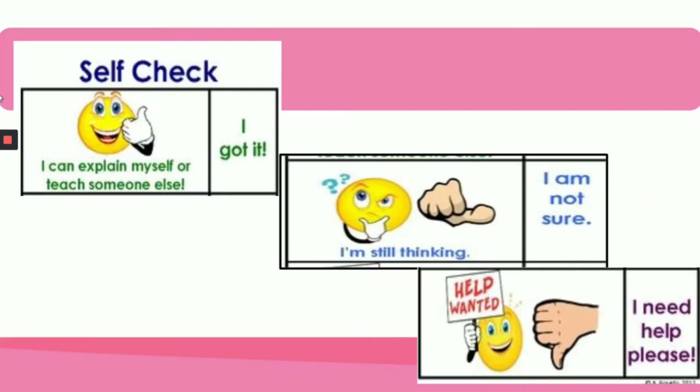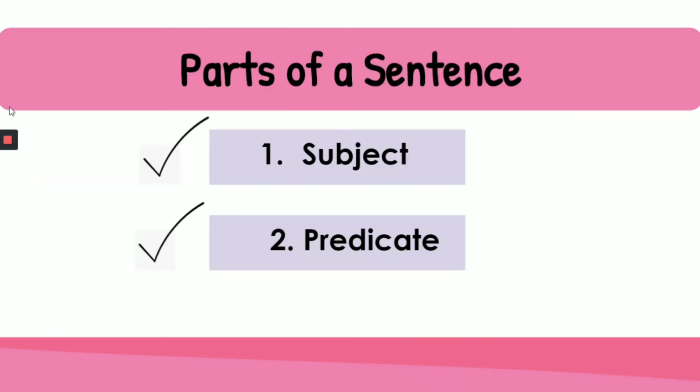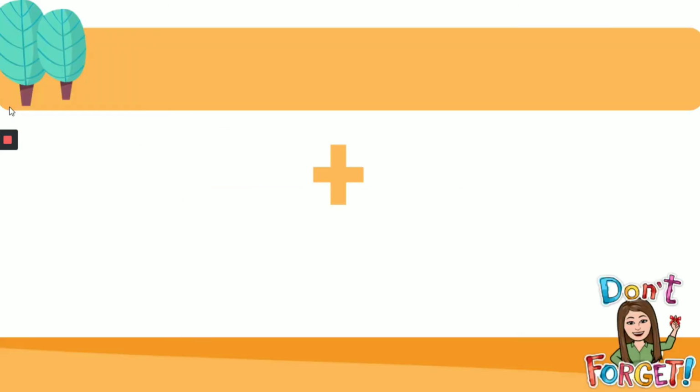Again, let's do the self-check about predicate. Please do thumbs up if you got it, fist bump if you still have some questions in mind, thumbs down if you need more help and assistance in understanding the lesson. But I hope most of you chose thumbs up. But don't worry, for those who did fist bump and thumbs down, we will still discuss and learn this in our synchronous class. Finally, we have completed the two parts of a sentence, the subject and the predicate.